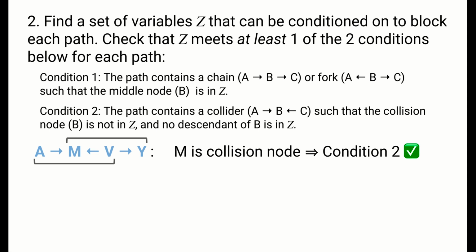Because MVY is a fork, V could be added to the conditioning set so that this path could also meet condition 1, but over meeting these conditions, conditioning on too many variables, is not recommended for statistical reasons. Doing so makes less optimal use of our sample size, which is the idea of model efficiency. In summary, for path 1, there's nothing to do. It's already blocked by the presence of a collision node M that is not conditioned on.